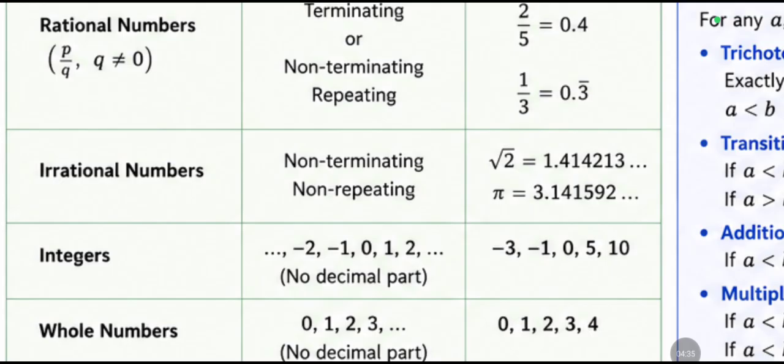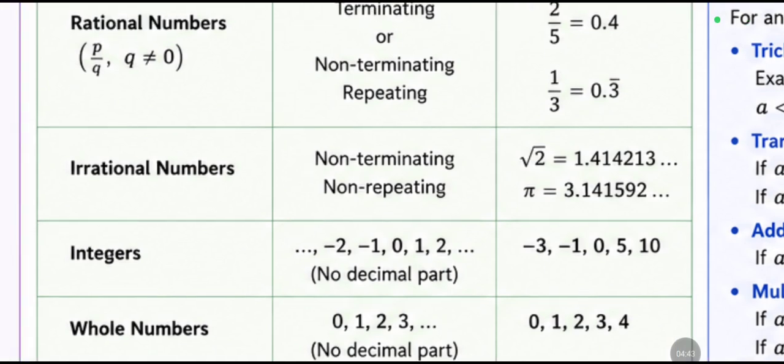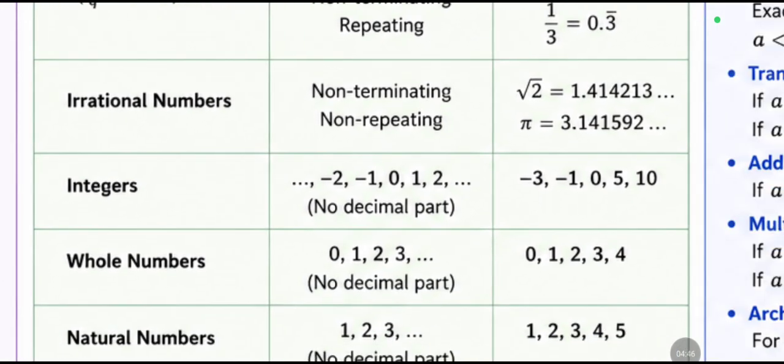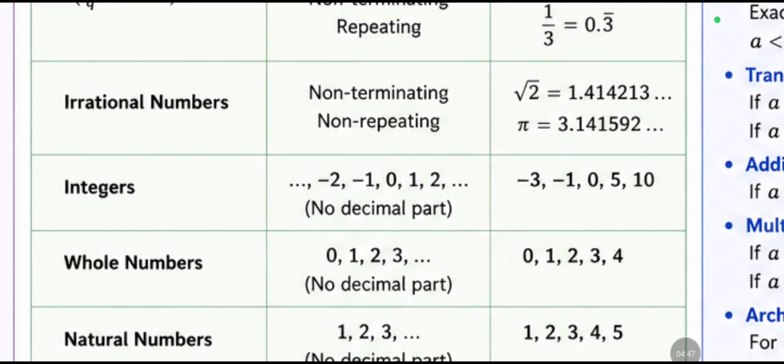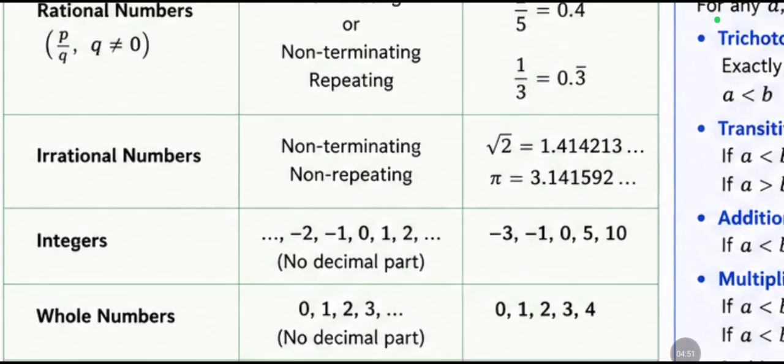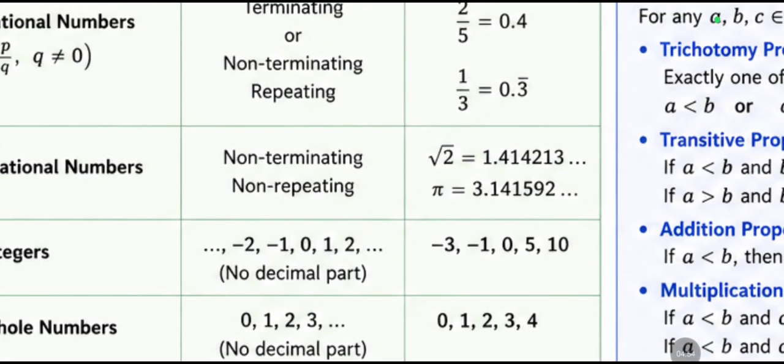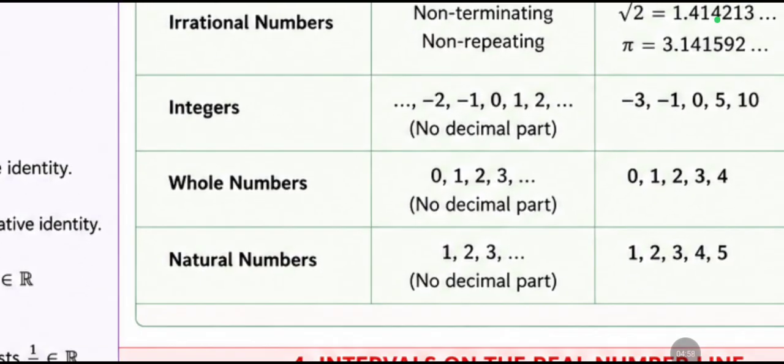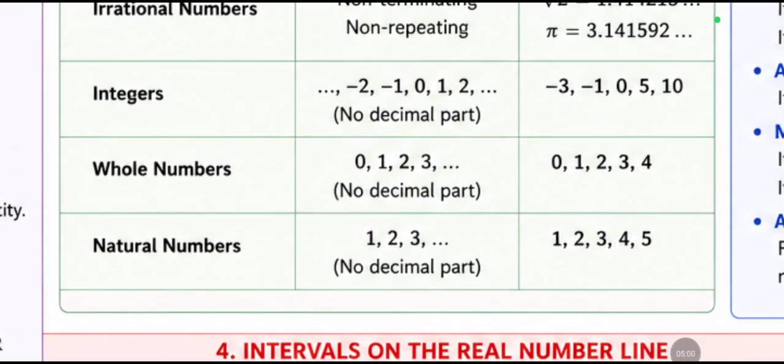Root 2 value, as I already told you, is 1.414213 and so on. Pi value is approximately 22 by 7, that means 3.14159 and so on. Now integers. Integers are minus 2, minus 1, 0, 1, 2, 3 and so on. There is no decimal part. For example, minus 3, minus 1, 0, 5, 10, 15, minus 5, etc. And whole numbers. Whole numbers start with 0, 1, 2, 3 and so on.